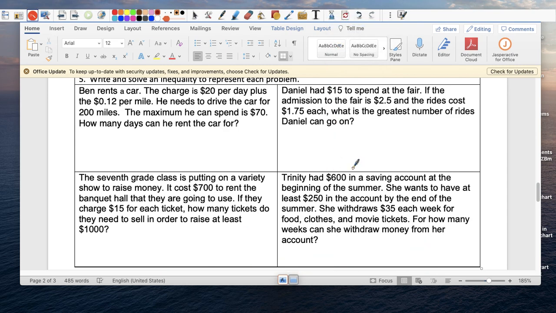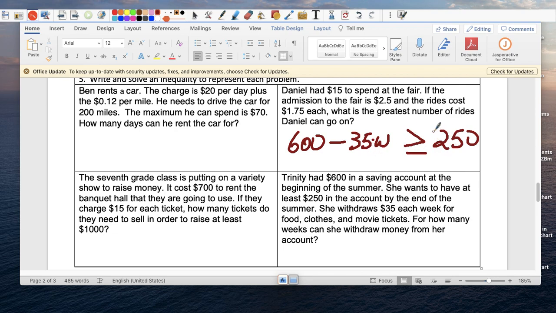Last question. Trinity had $600 in a savings account. She wants to have at least $250 in the account by the end of the summer. She takes away $35 each week for expenses. How many weeks can she withdraw money from her account without going under $250? So her savings account has to have a value of $250 or higher. She starts with $600, and every week she withdraws $35. How many weeks can this go on?